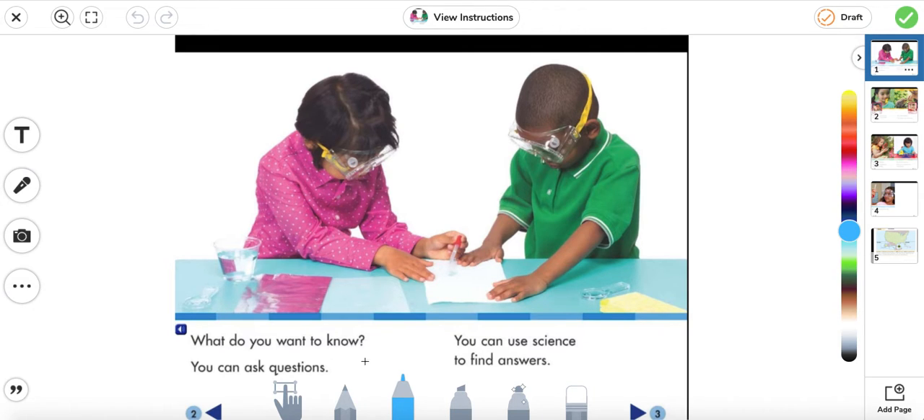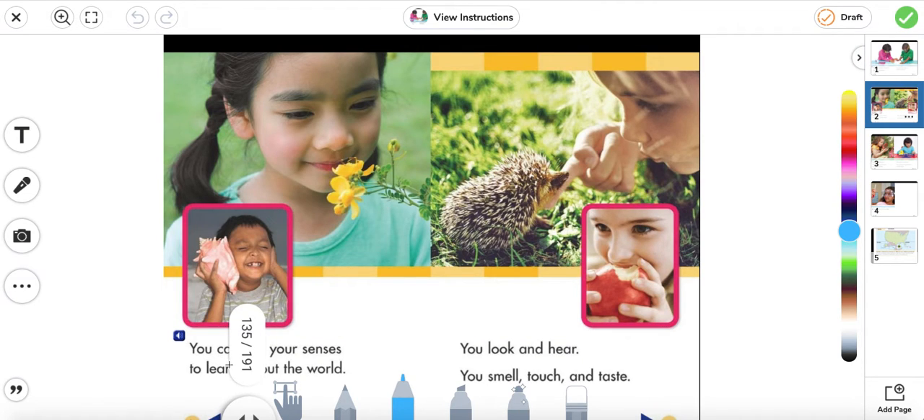What do you want to know? You can ask questions. You can use science to find answers. You can use your senses to learn about the world. You can look and hear. You smell, touch, and taste.